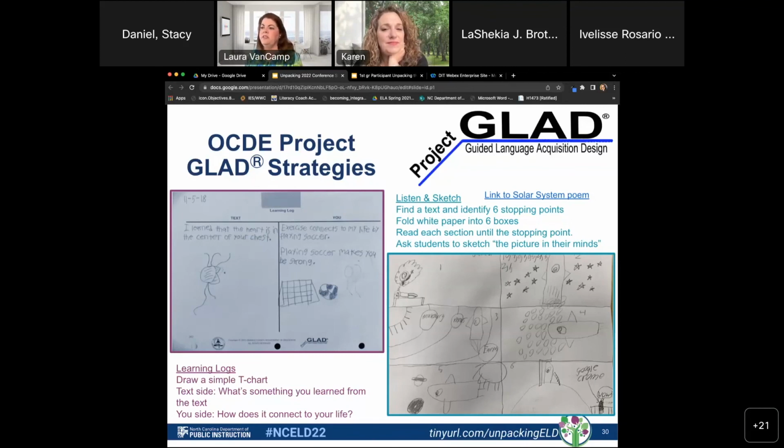On the left, you'll see the learning log. This is a student example. I was teaching about healthy living, about how your heart operates and how exercise is important to staying healthy. And so this student has responded to the prompts of this T-chart. On the left, there's a text side.